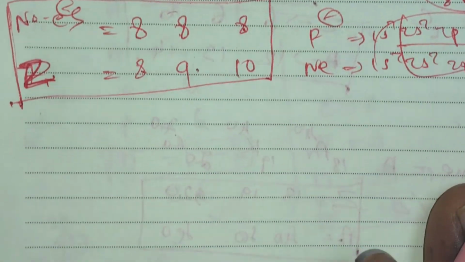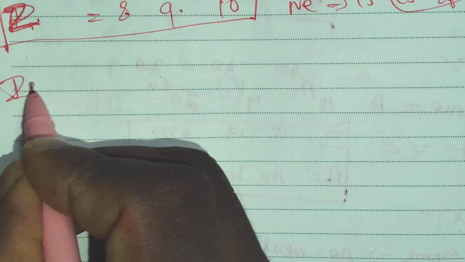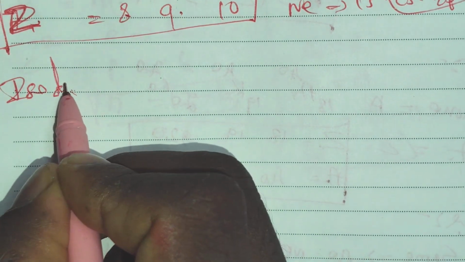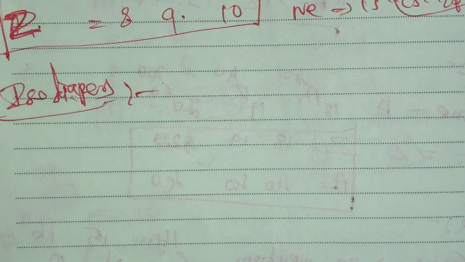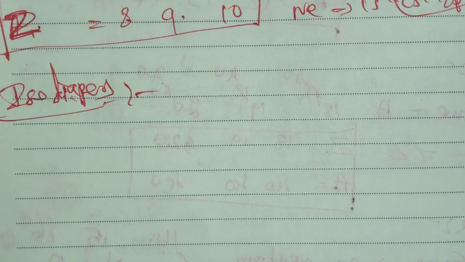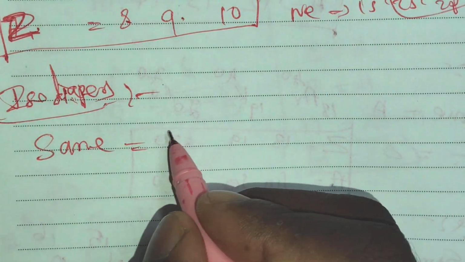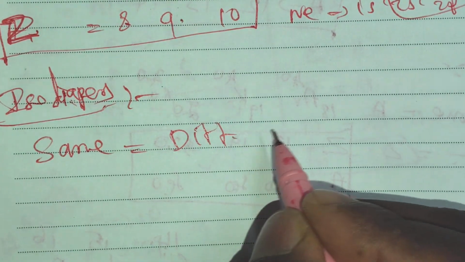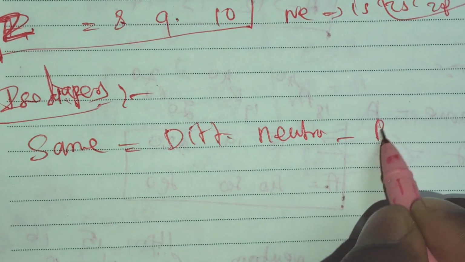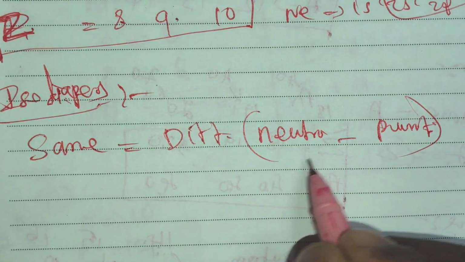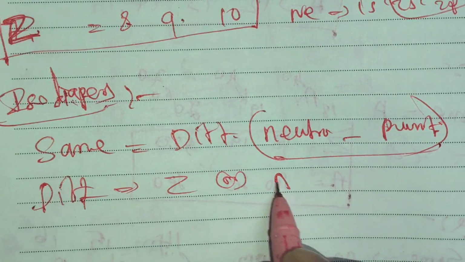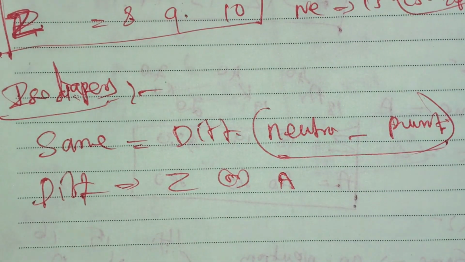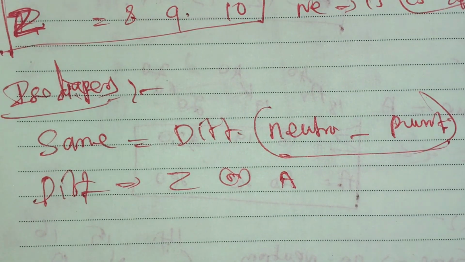The next is isodiaphers. These isodiaphers have the same difference between the number of neutrons and protons. What is the same here? The difference of neutrons and protons is the same, but the atomic number or mass number, or sometimes both, differ. Those species come under the category of isodiaphers.